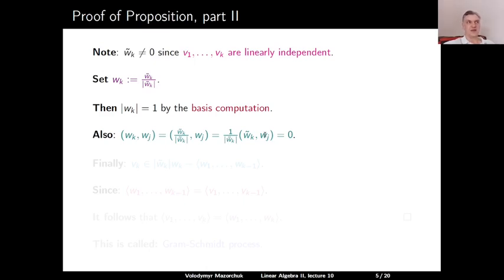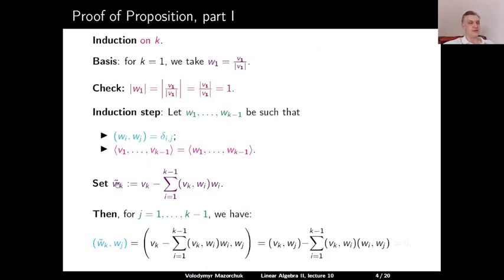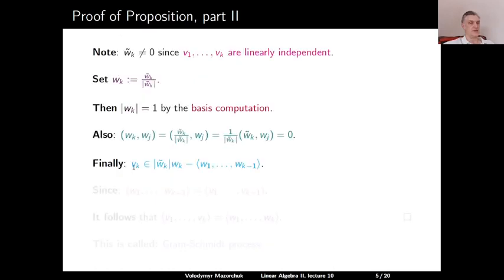So the final thing, we need to prove that the linear span of v1 and so on vk is equal to the linear span of w1 and so on wk. If you look at the definition of wk tilde, the vector vk is equal to wk tilde plus the linear combination of wi's. In other words, vk belongs to the linear span of wk, the coefficient will be the length of wk tilde, and the vectors w1 and so on wk minus 1.